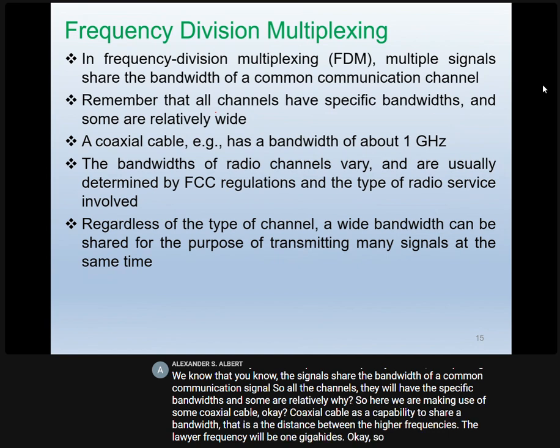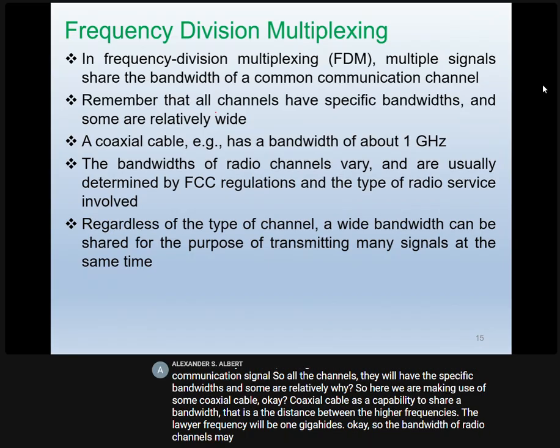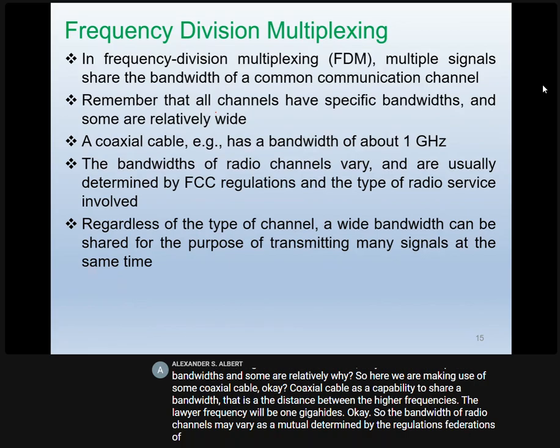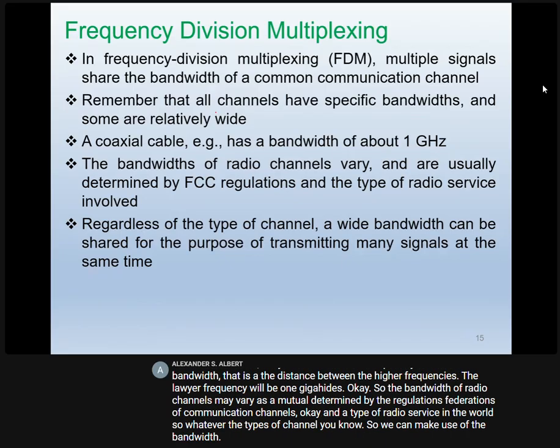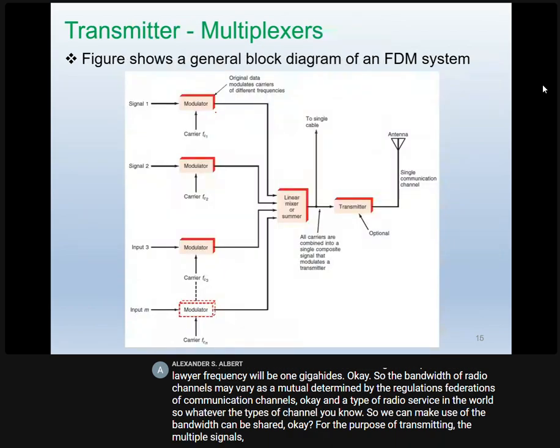The bandwidths of radio channels may vary and are usually determined by the regulations of the federations of communication channels, and the type of radio service involved. So whatever the type of channel, the bandwidth can be shared for the purpose of transmitting multiple signals at the same time.